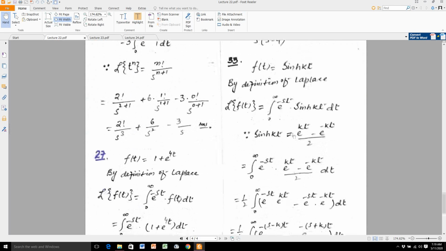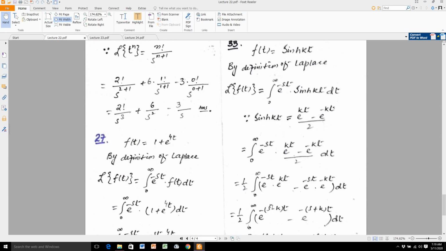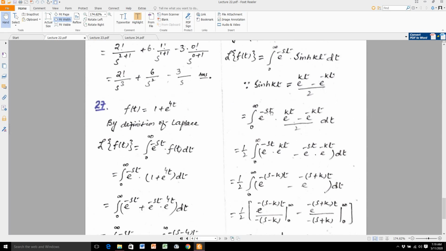So now we see question number 33, f of t is equal to sine hyperbolic kt. Again, using the definition of Laplace, and you also know the identity of sine hyperbolic kt, that is equal to (e raised to kt minus e raised to minus kt) over 2. I substitute this value here and then multiply e raised to minus st with each term.